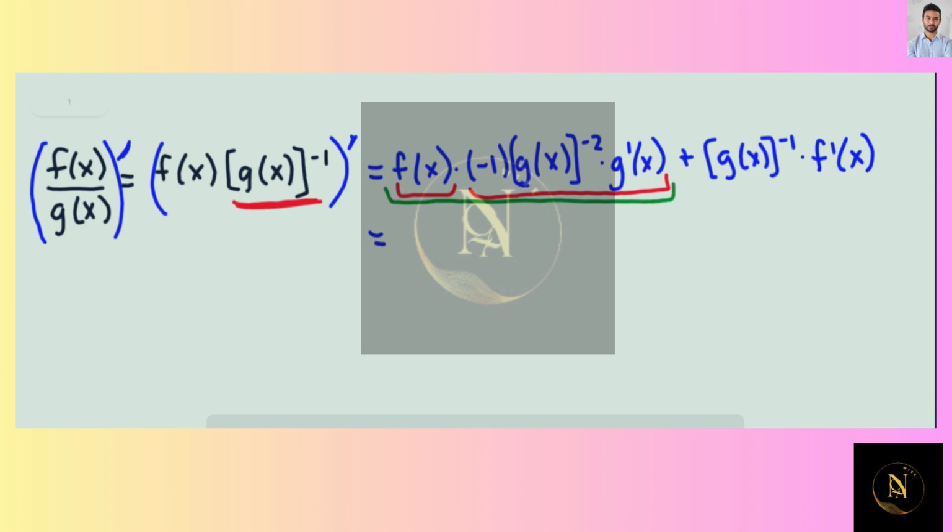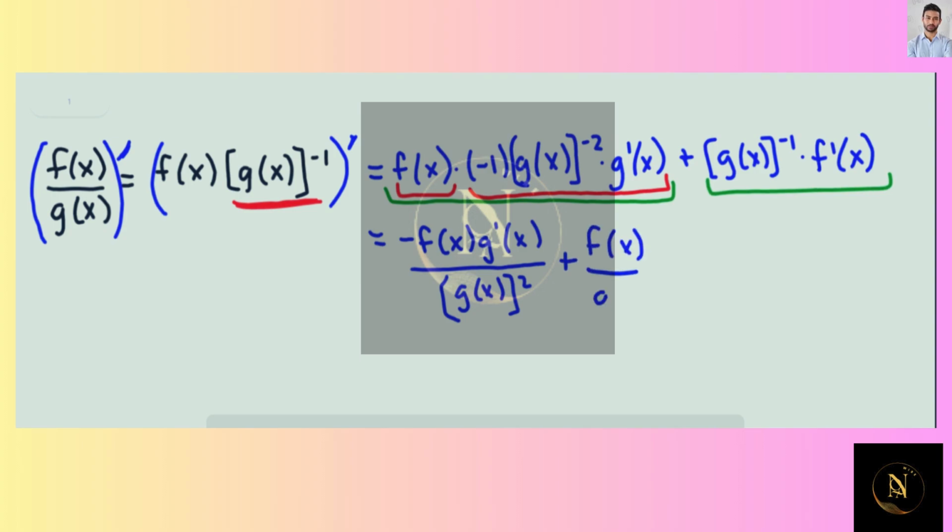So the whole first term here is going to be the opposite of f of x times g prime of x over g of x squared. And that's looking pretty good because that looks a lot like our quotient rule, at least part of it. And then the whole second term here, because we have a negative exponent, we can write that as f of x over g of x.